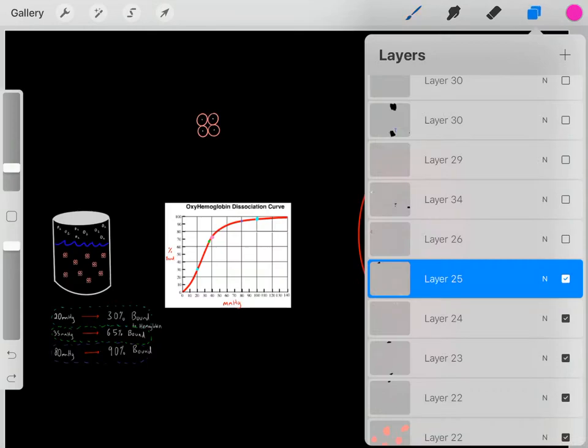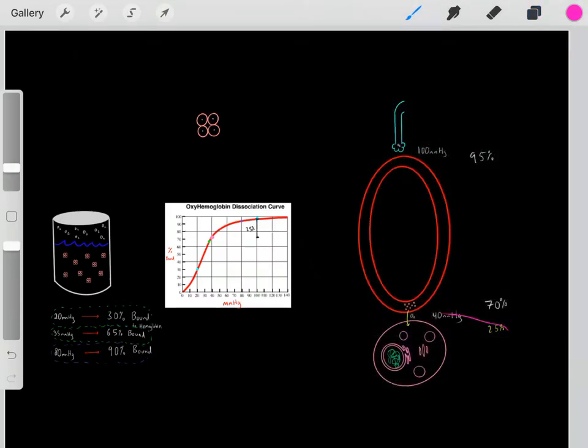So what does that mean? That means 25% of them aren't binding oxygen anymore. And this is simple. If 95% is binding oxygen here, and down here only 70% is binding, that means 25% aren't binding oxygen anymore. So that means 25% of them are releasing their oxygen. They're dumping their oxygen for the tissues. So that's good.